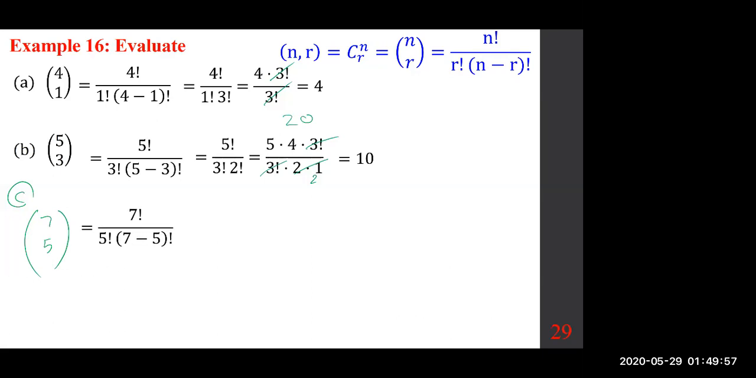Seven factorial over 5 factorial, 7 minus 5 factorial. Obviously, this is 2. So again, we keep the 2 factorial and we get rid of the 5 factorial by writing 7 factorial as 7 times 6 times 5 factorial. So they cancel each other. And the denominator is 2. 6 and 2 cancel each other. 3 times 7, 21.